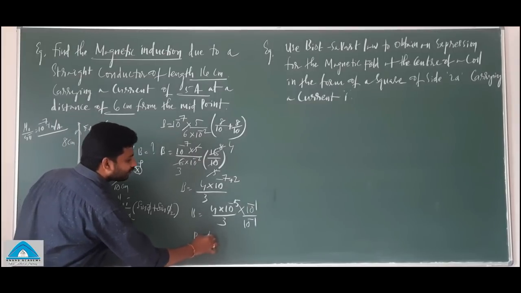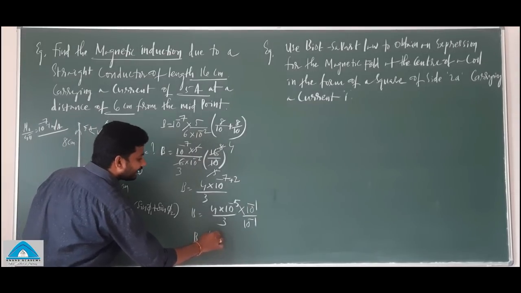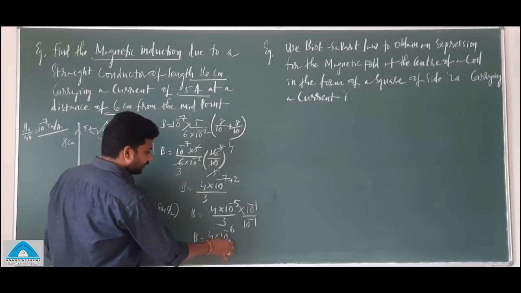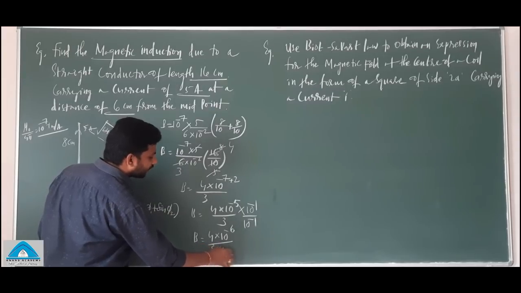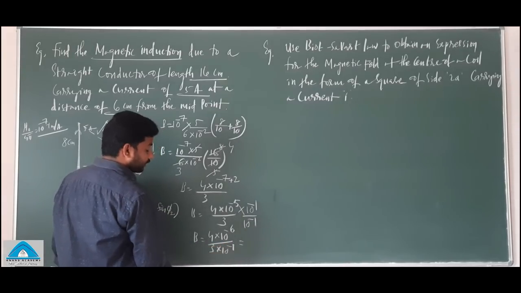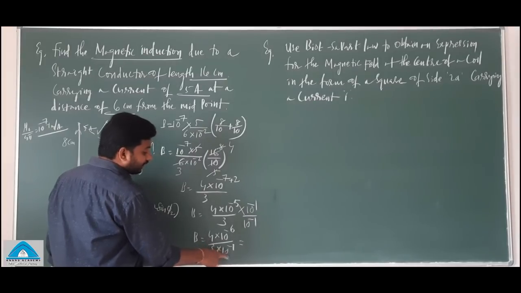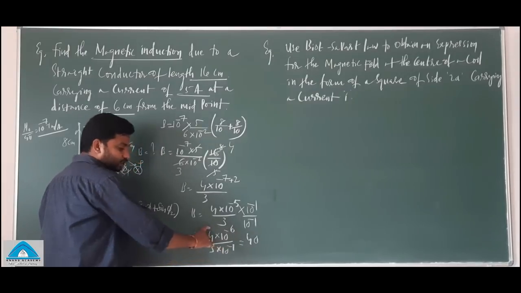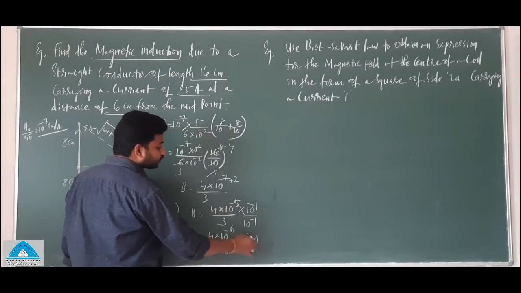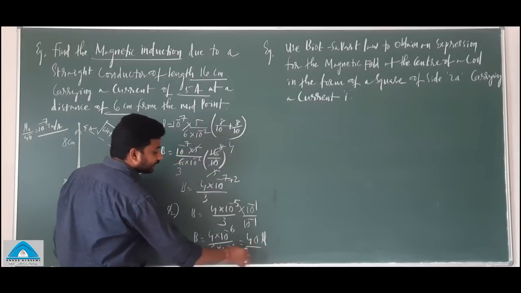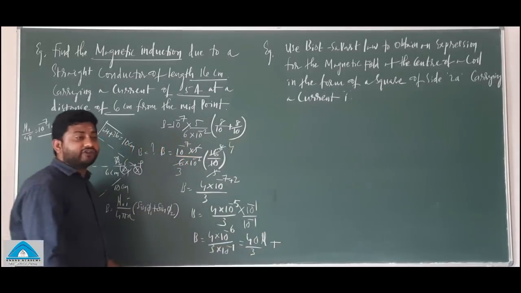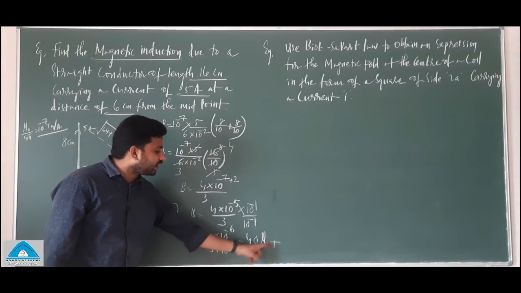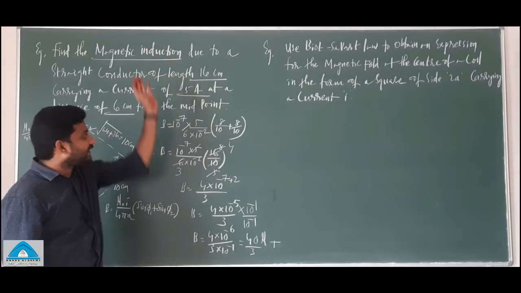So B is equal to 4 into 10 raised to minus 6 divided by 3 into 10 raised to minus 1. See here, carefully see. It's 4, 10 raised to minus 1 goes to the numerator, that will be 40. Right? 40 into 10 raised to minus 6 is micro, divided by 3. The magnetic field unit is Tesla. So what is the magnetic field? 40 micro by 3 Tesla. So that's the final answer.